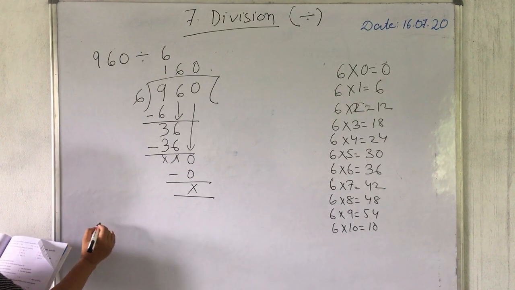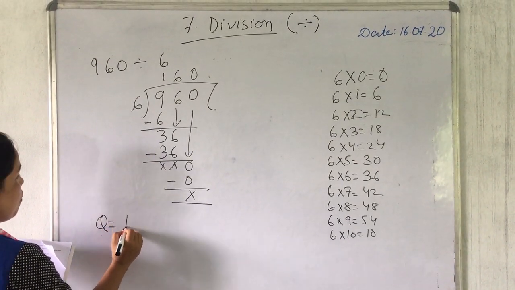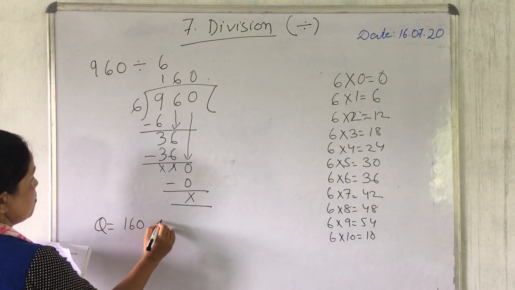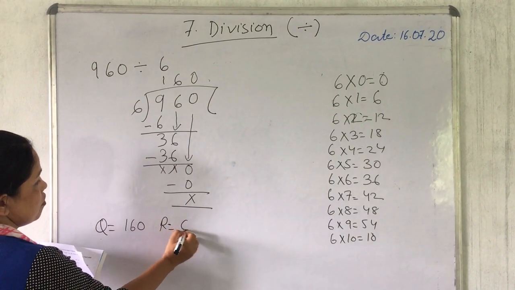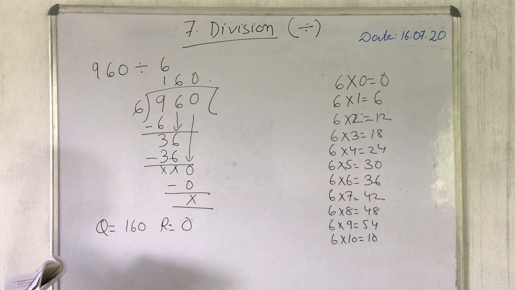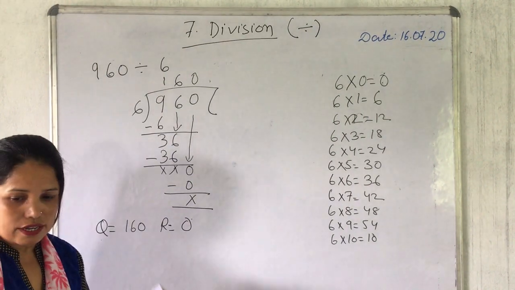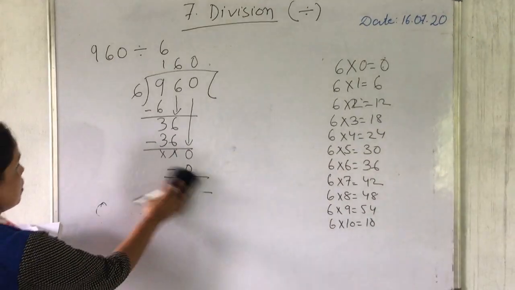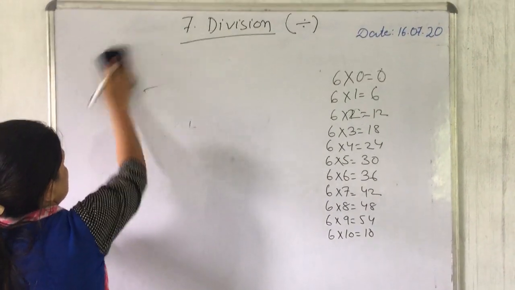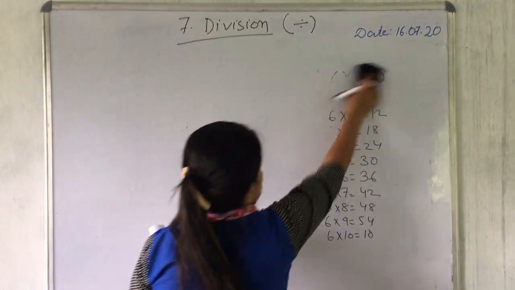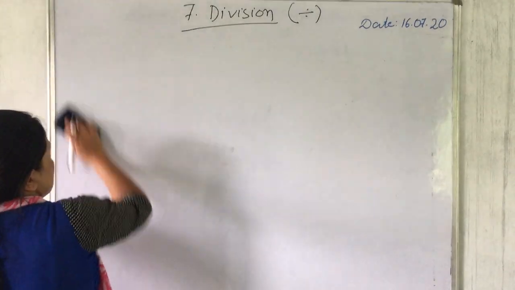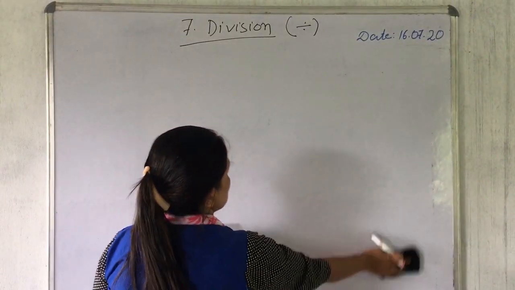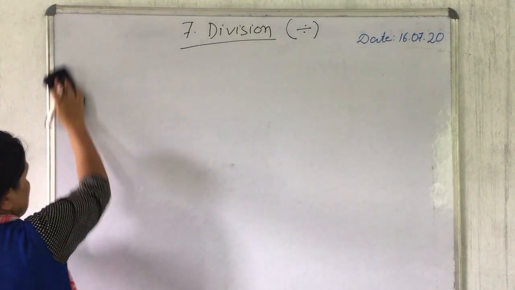Okay. So here again quotient equal to 160 and remainder. Is there any remainder left? No. That means 0. Got it? Now again, see. Look at it carefully children, okay? You have to do this division practice at home.